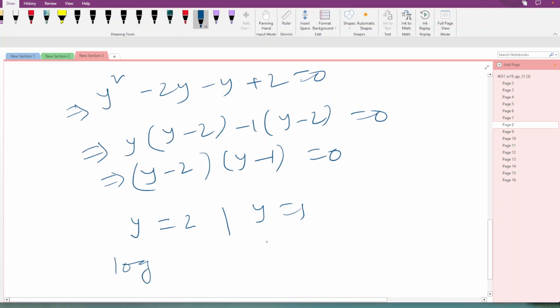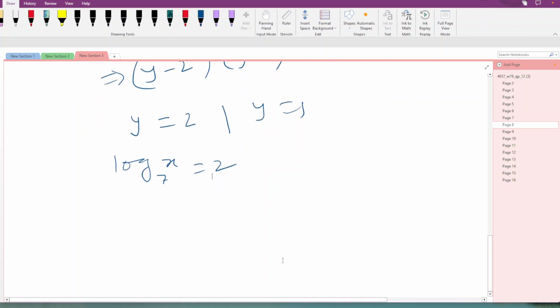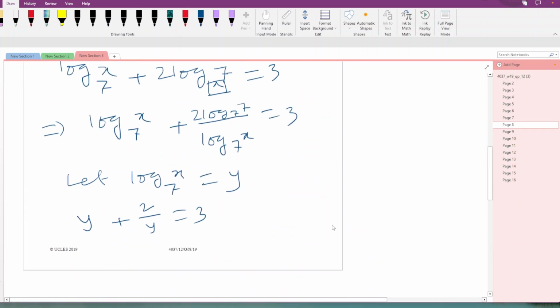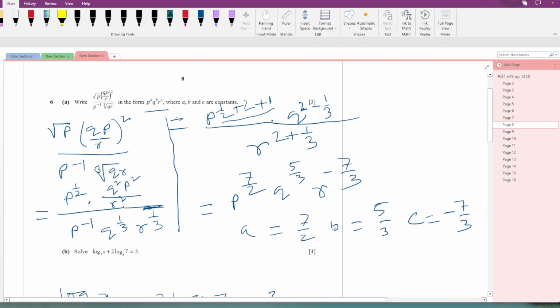And log x to the base 7 equals to 2. Therefore x equals to 7 square equals to 49, and here log x to the base 7 equals to 1 and x equals to 7, and question 6 is done.